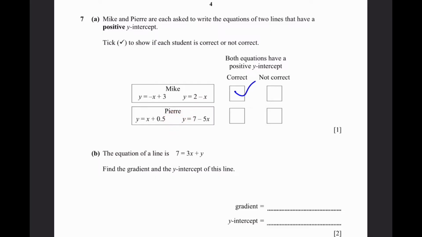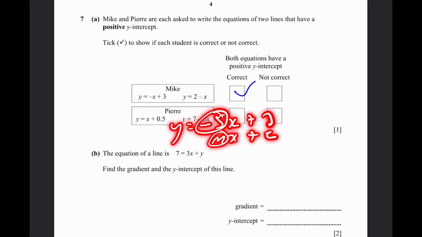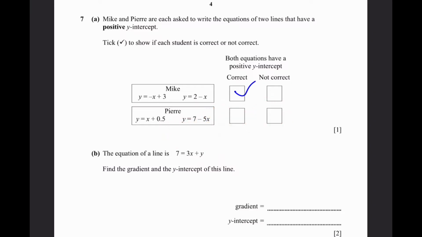Now, for the second equation here, y equals 7 minus 5x. We can write this as y equals minus 5x plus 7. Now, mx plus c, and that means m is minus 5, c is 7. 7 is greater than 0, so both are positive y-intercept, and that's our answer. Both are correct. Let's go to part B.